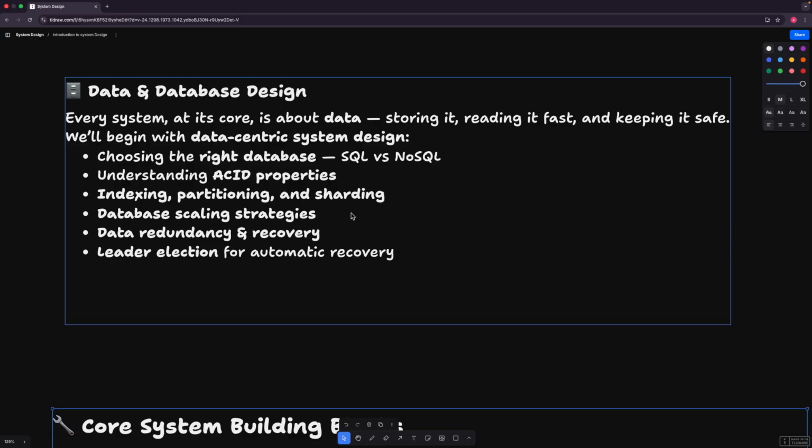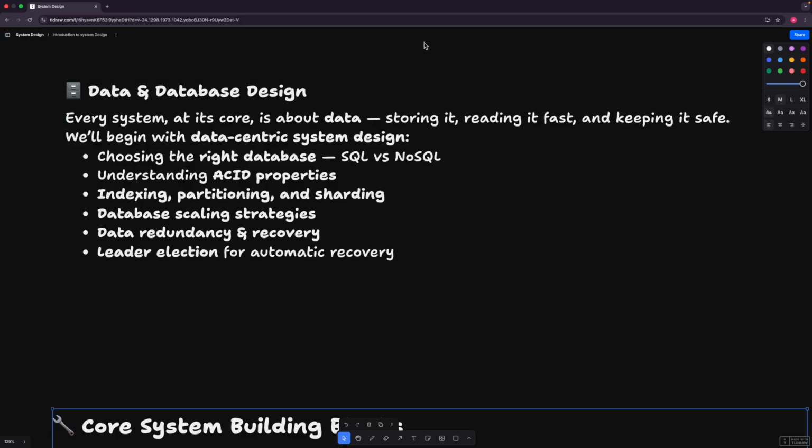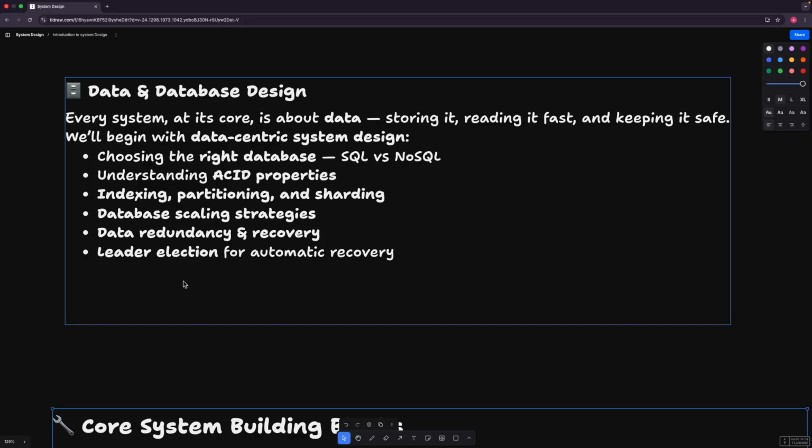That is again the core of the system, because any system or any organization may not be able to afford the loss of data, right? So for that, we should have a robust data redundancy and recovery plan. Then we'll discuss leader election and automatic recovery within the systems, or it may be within the database.